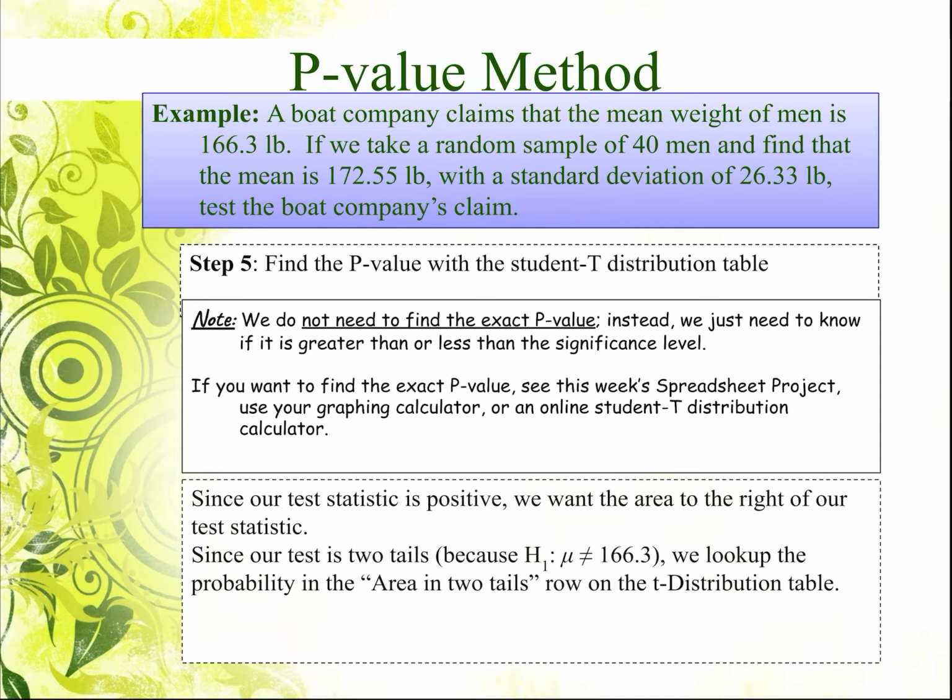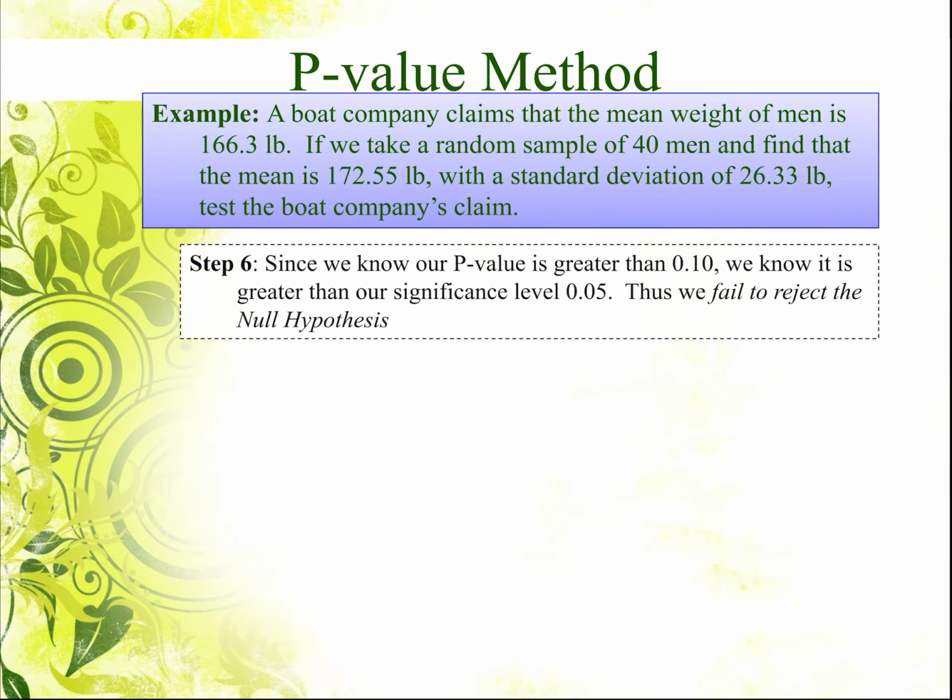Since our test statistic is positive, we want the area to the right of our test statistic. And since our test is a two-tailed test, we look up the probability of area in two tails row on the distribution table. And we get that the p-value is between 0.1 and 0.2.